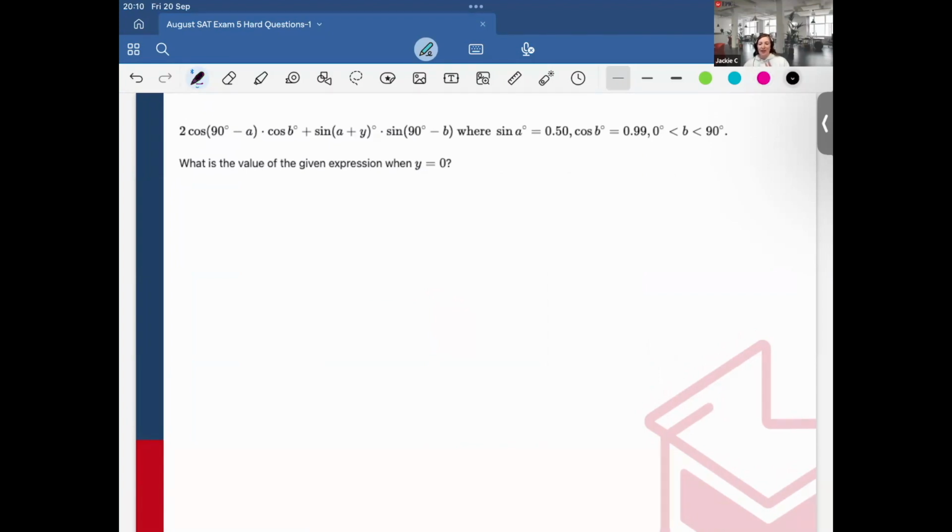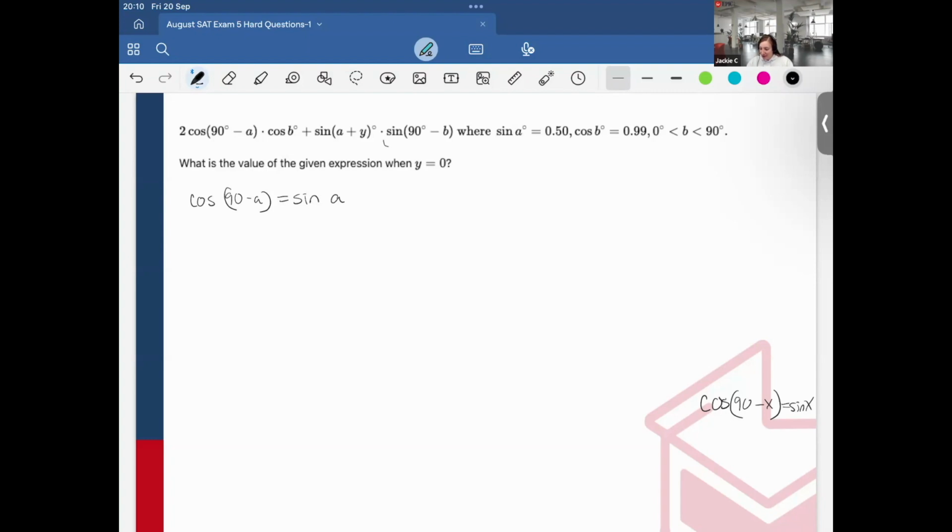Okay, so you definitely want to know and utilize your trigonometric identities here. So let's apply them. Remember, in general, cosine of 90 minus x is equal to sine of x, right? So looking here, cosine of 90 minus a is the same as sine of a.